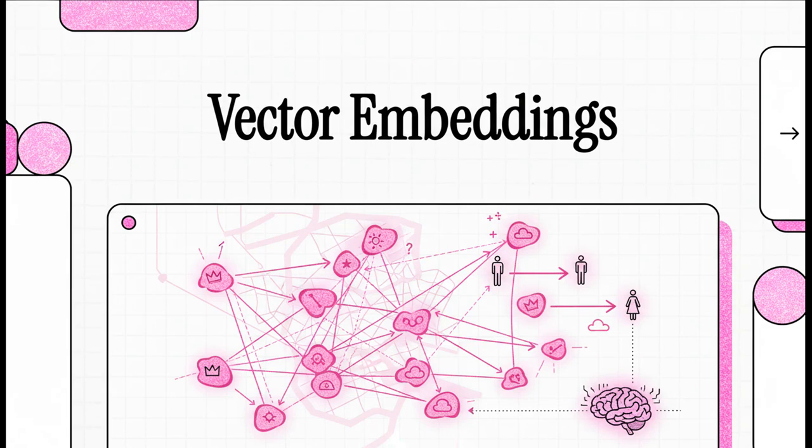So today, we're going to pull back the curtain and decode the secret language of AI. It's called vector embeddings. Now, this is the core concept that lets a machine understand not just words, but the meaning behind them. Seriously, if you can get your head around this, you'll understand how modern AI actually thinks.